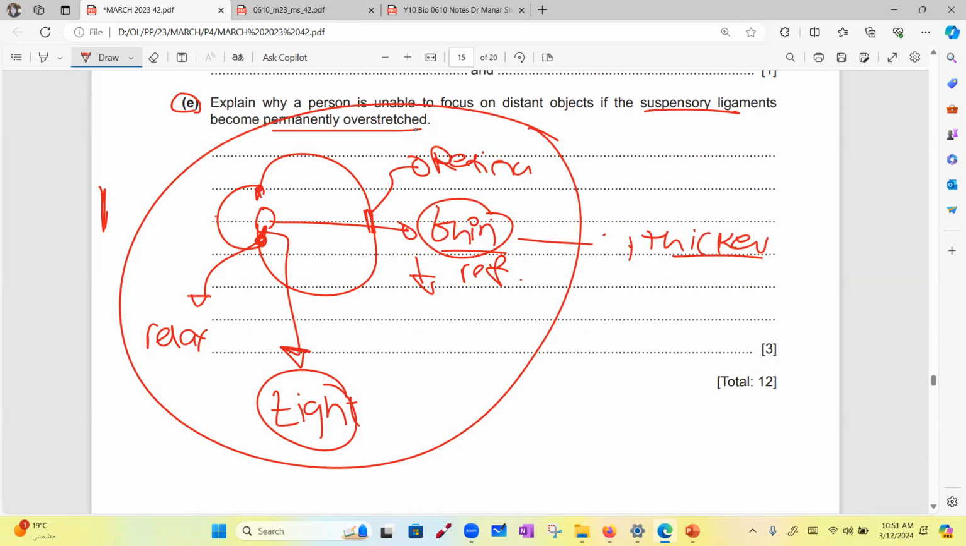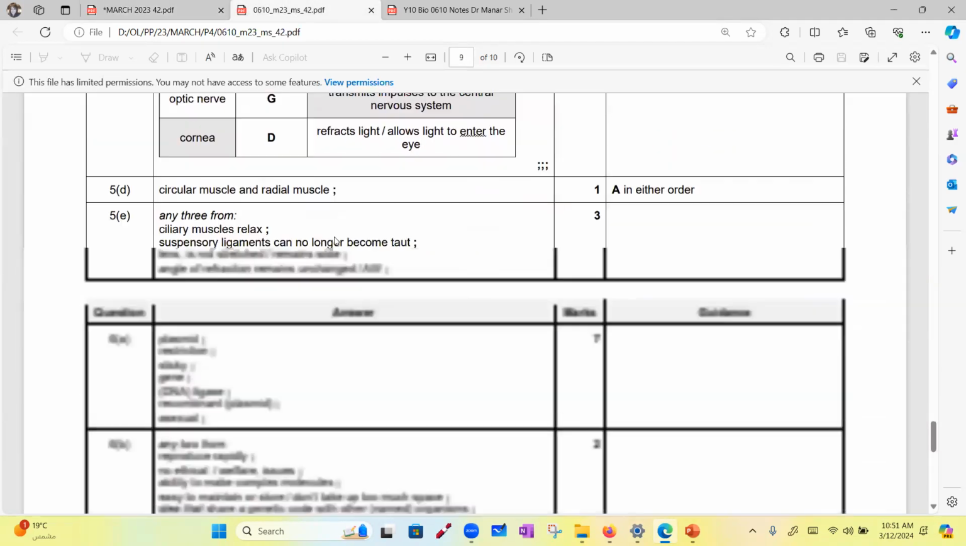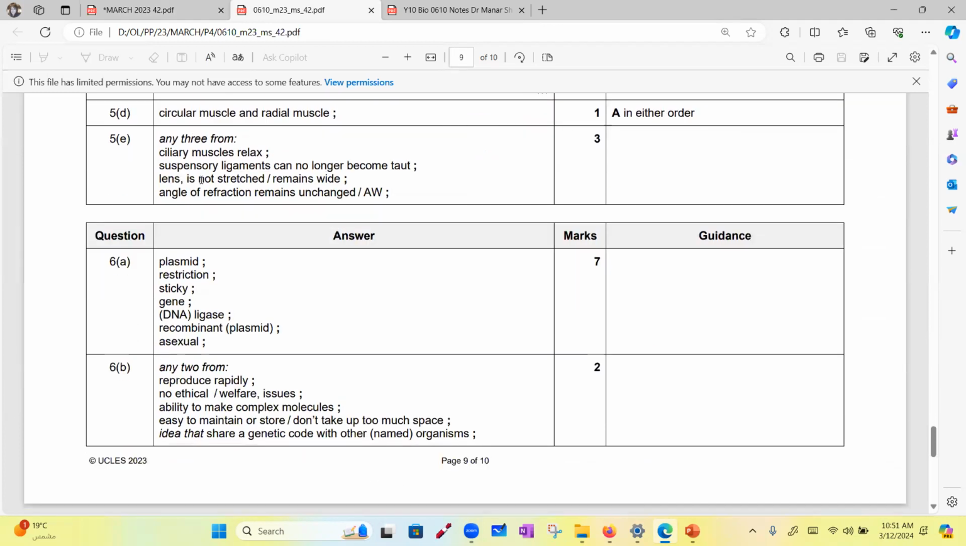The opposite will happen. Look at the answer. Here is the answer. See? Any three from: ciliary muscle will relax. Suspensory ligaments can no longer be taut. The lens is no longer stretched. It will remain wide. Angle of refraction remain unchanged. So in other words, you will mention what normally happens and you will say that it will become faulty. See? So again, the question is twisted.